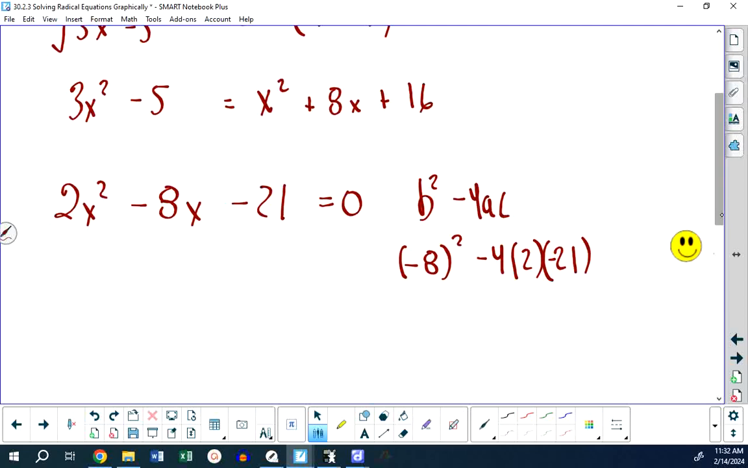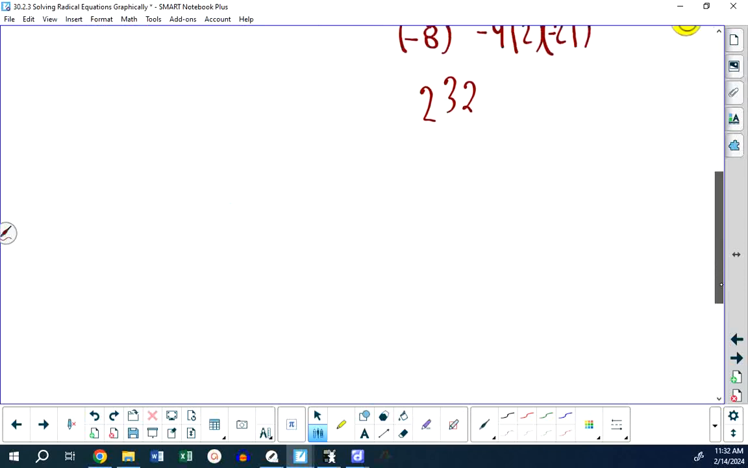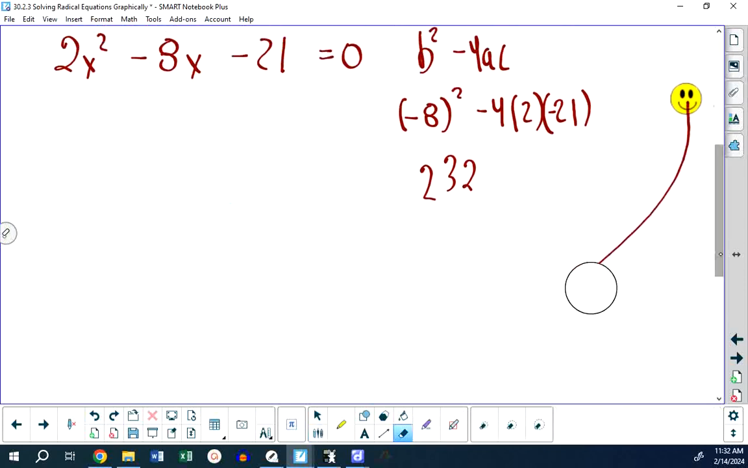I can tell it's not 252. Let me do it again. How about 232? Okay. So this is 232. The nice thing is, since 232 is not a perfect square, it's not factorable, and we know what b squared minus 4ac is equal to. If it's not factorable, then you have to use the quadratic formula.